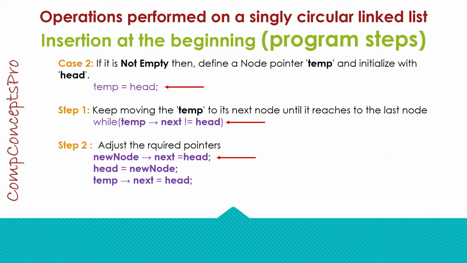After that, we'll update the address of head pointer. So now head pointer should store the address of new node, which is going to be the first node of the list. And finally, the last node should again point to the first node. Here, the last node is getting denoted by the temp pointer. So we'll update the next of temp equal to head. We can write new node also here in place of head.